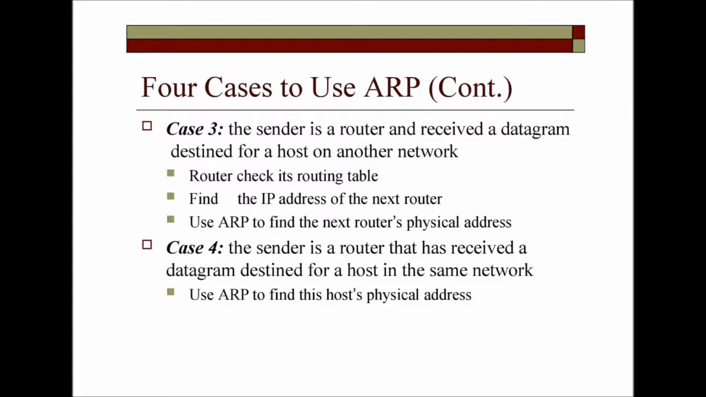Case 3. The sender is a router and received a datagram destined for a host on another network. The router checks its routing table, finds the IP address of the next router, and uses ARP to find the next router's physical address. So in case 3, the sender is a router and received a datagram, a packet, which is for a destination hosted on any other network.